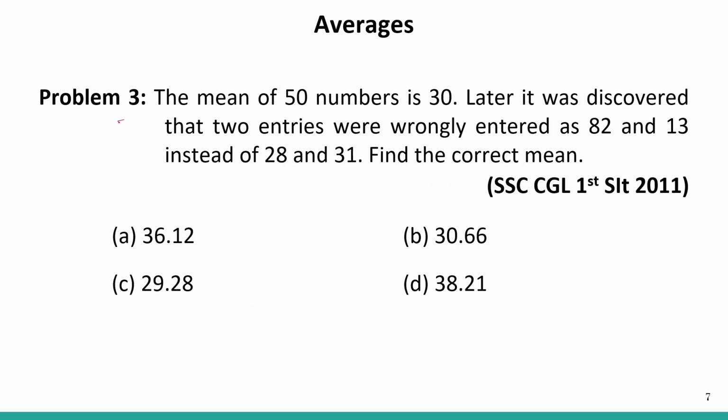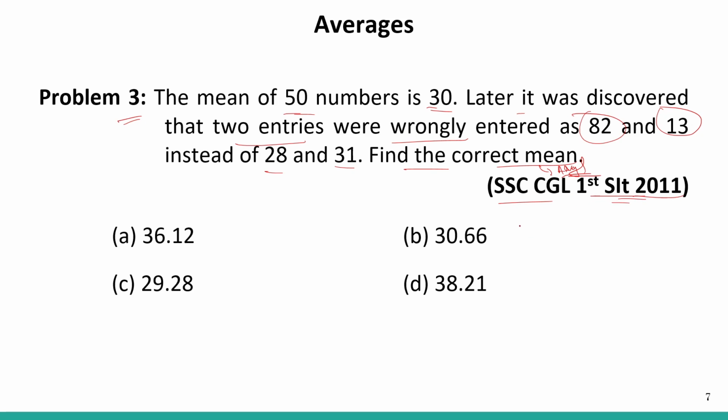So let's go forward with problem number 3. The mean of 50 numbers is actually 30. Later it was discovered that two entries were wrongly entered as 82 and 13 instead of 28 and 31. So find the correct mean, or correct mean is also called average. This question has appeared in SSC CGL first sitting 2011 paper.